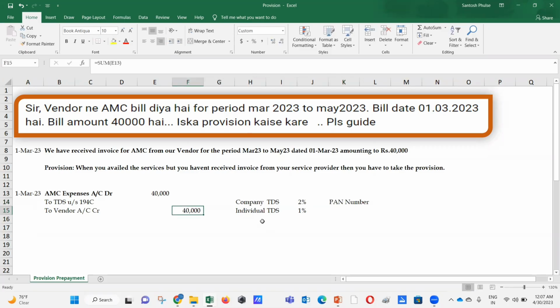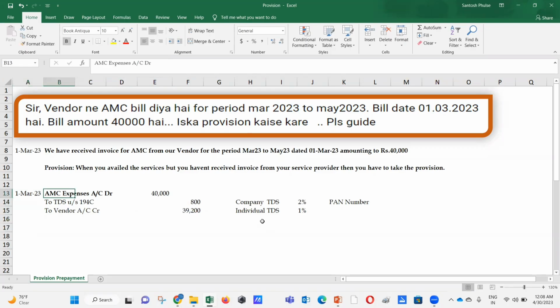Now coming back to here, assuming that this is a company and we are going to deduct the TDS, that's 2% on that amount, and you are going to credit your vendor account for 39,200.